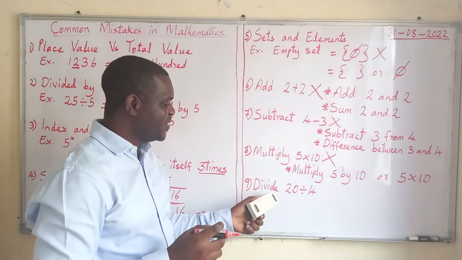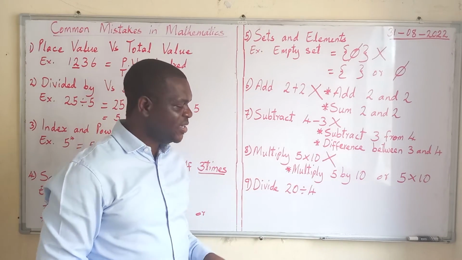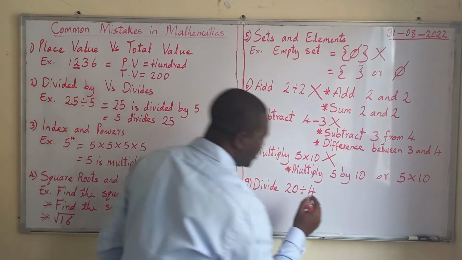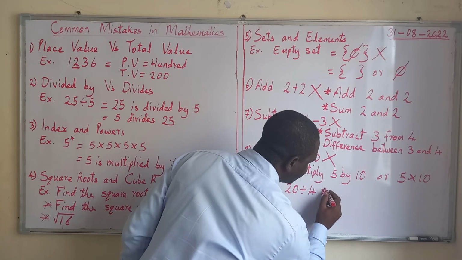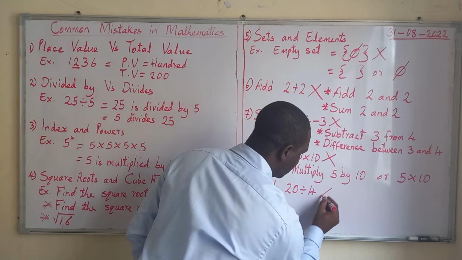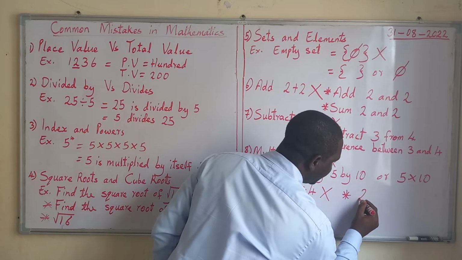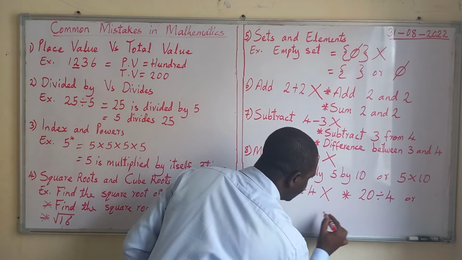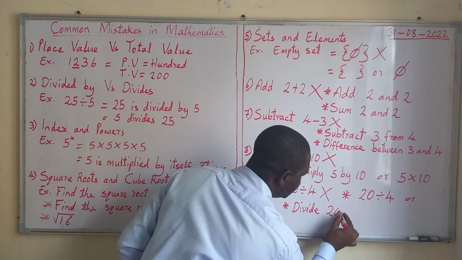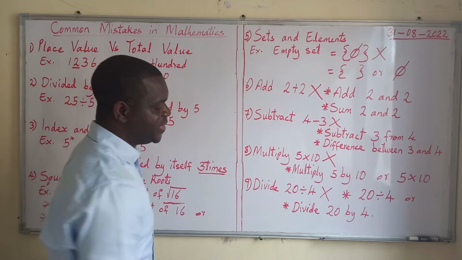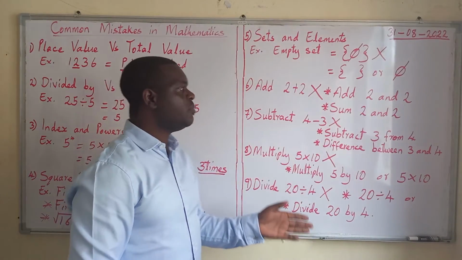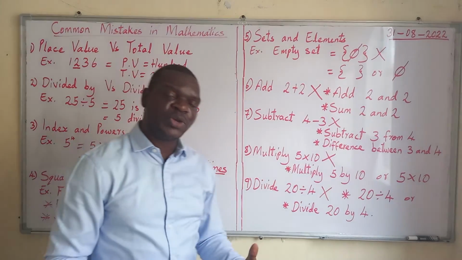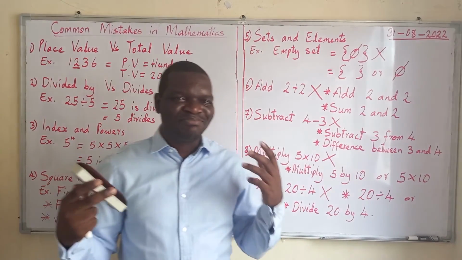Even in the ears, it doesn't sound very proper. So the proper way of doing this one is, this is wrong, it is better to say 20 divided by 4, or you can say divide 20 by 4. So these are some of the common mistakes that we usually make without being aware.